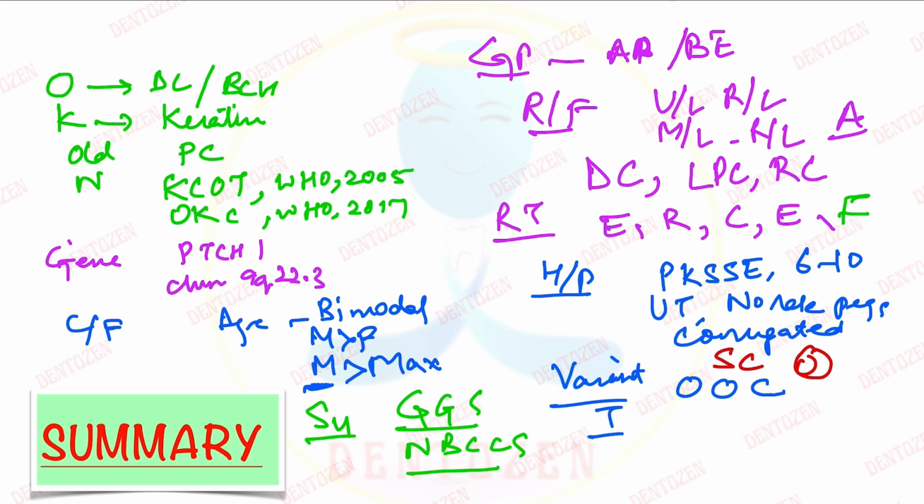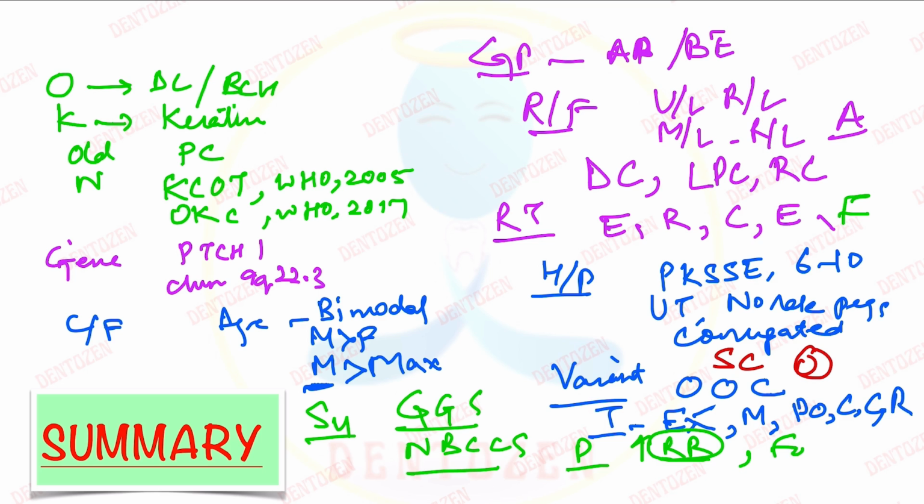Its treatment includes enucleation with open packing, enucleation with primary closure, marsupialization, then ostectomy, curettage, Carnoy's solution, and resection with grafts. Prognosis: it is the cyst with the highest recurrence rate, because of which we need to do regular follow-up. So that is all for OKC.